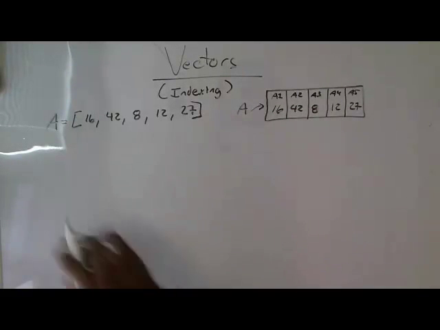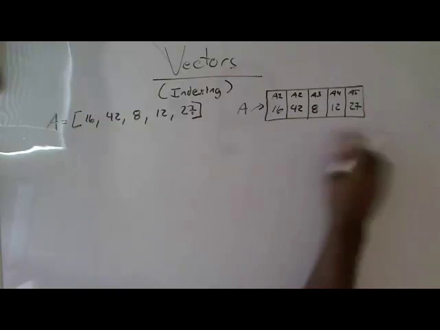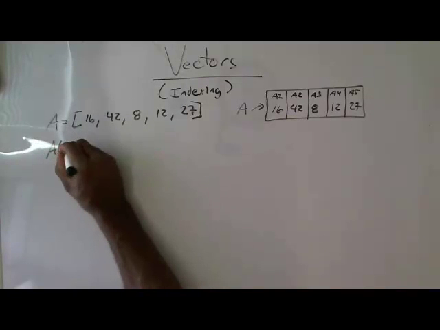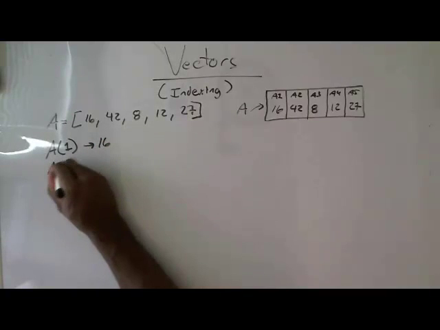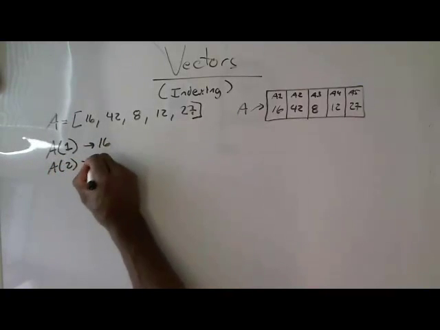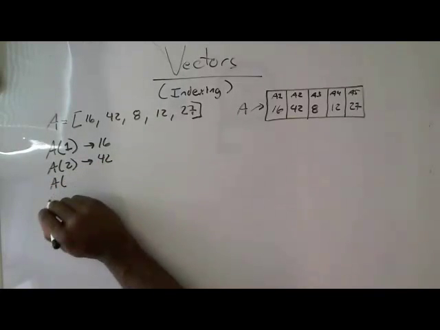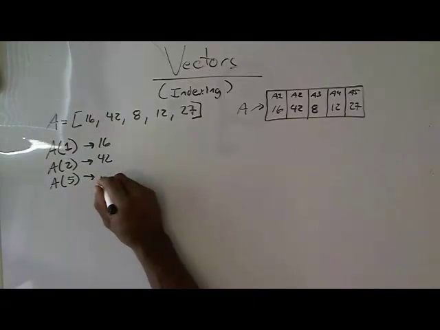So indexing is about how do we get to those values. Well, if you understand this, then the indexing part's really straightforward. If you do A at 1, that's going to be the value 16. A at 2 is going to be the value 42. A at 5 is going to be the value 27.